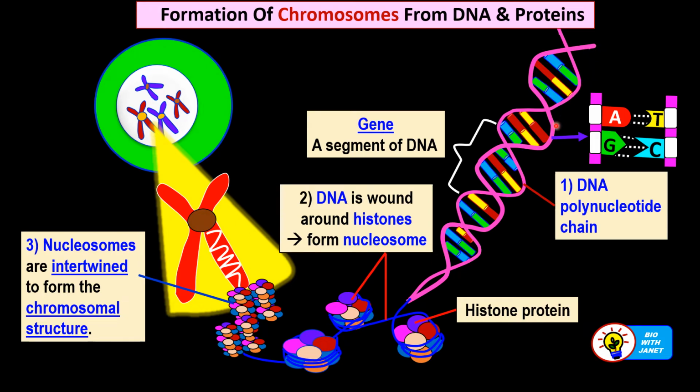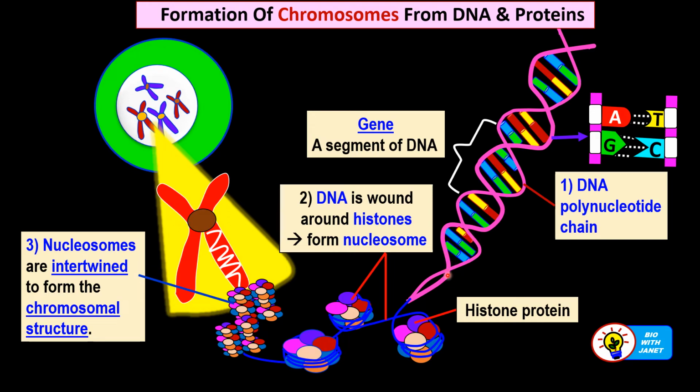As you can see from here, each DNA molecule consists of 2 polynucleotide chains wound around each other. Here we see the structure of the DNA molecule, which consists of nucleotides. The pink part is the phosphate group, the white part is the sugar, and this part protruding out in the center is the nitrogenous base. So these 2 polynucleotide strands of DNA are wound around each other to form the DNA polynucleotide chain.